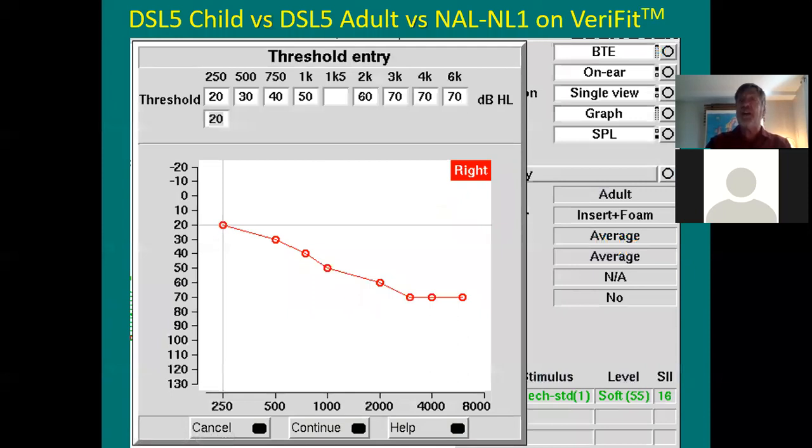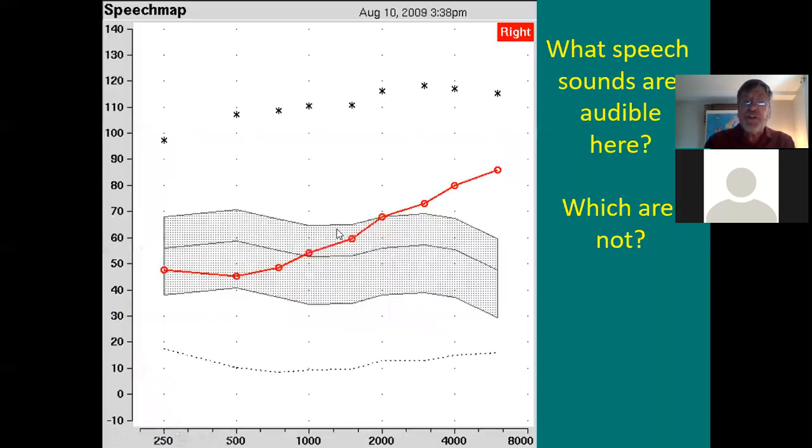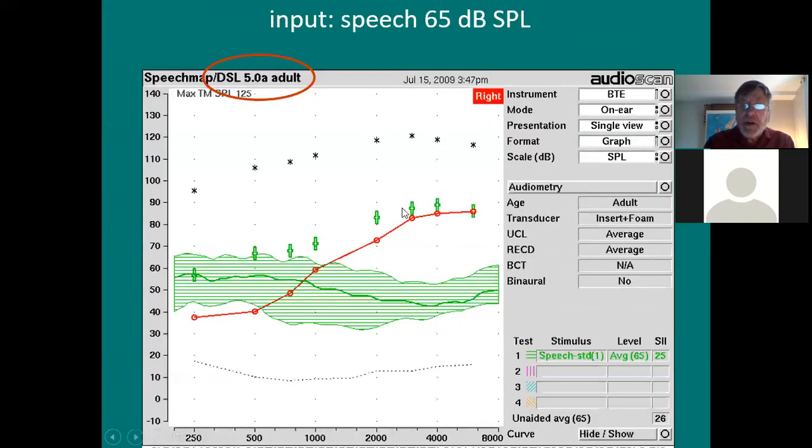So let's compare the fitting methods again, just for fun, on a sloping audiogram. DSL-5 for adults. Here's its targets for this particular loss. And look at how these targets are barely above thresholds. And what's this the target for? Average inputs. You think, now why is that so low? Well, if the mean average is placed here, then there's still quite a bit up here, isn't there? Okay, that's how you should see it.